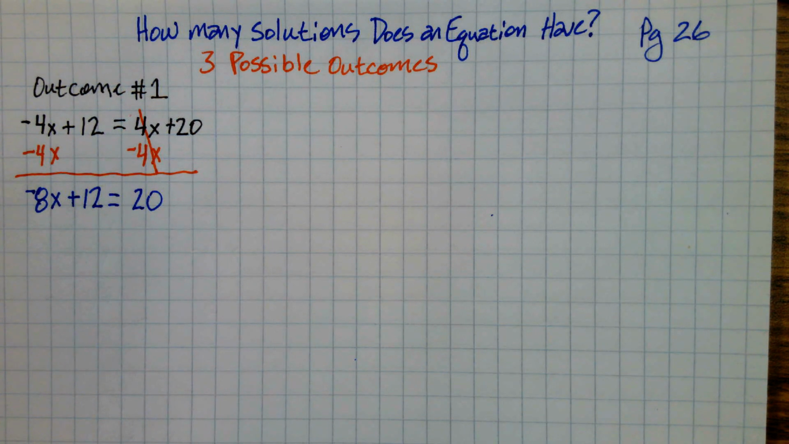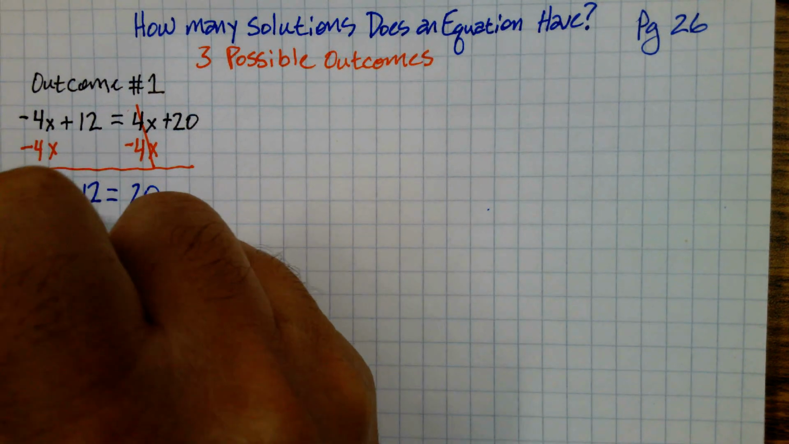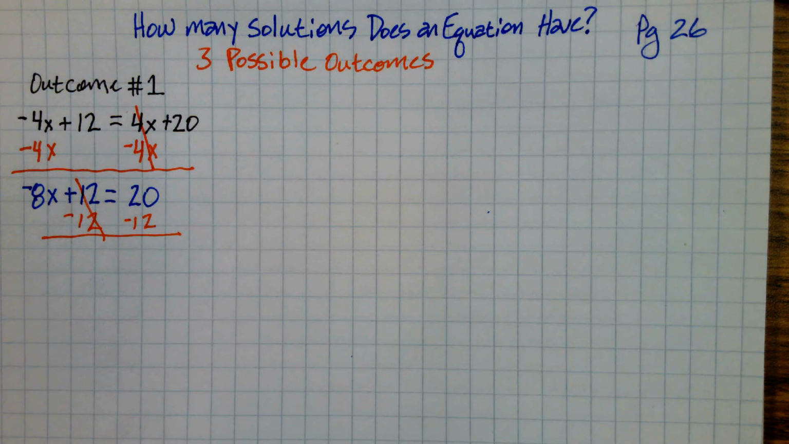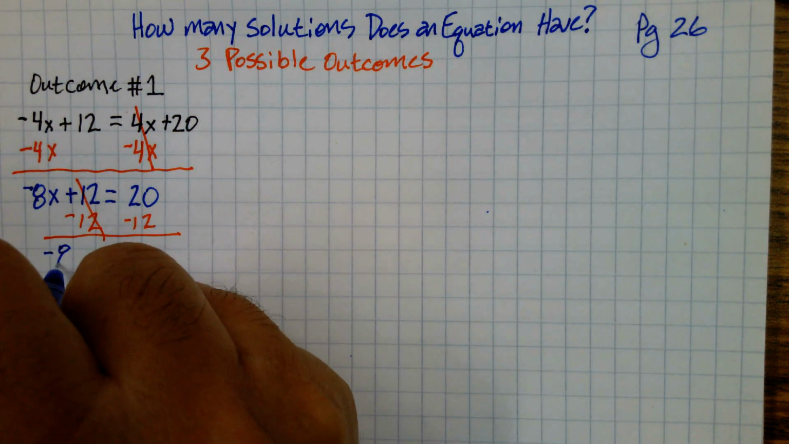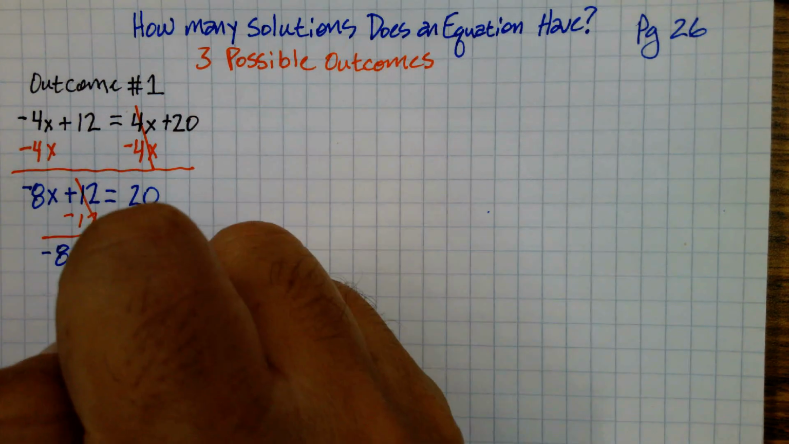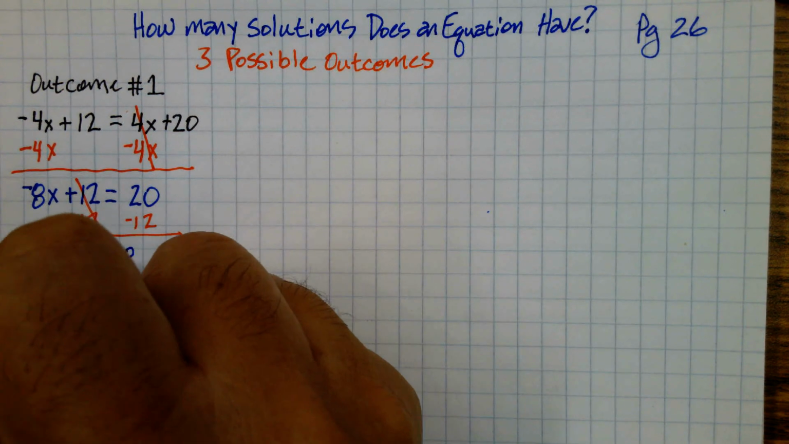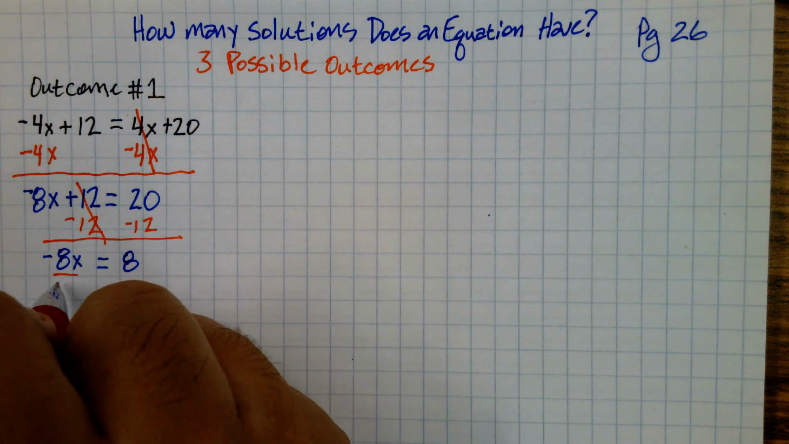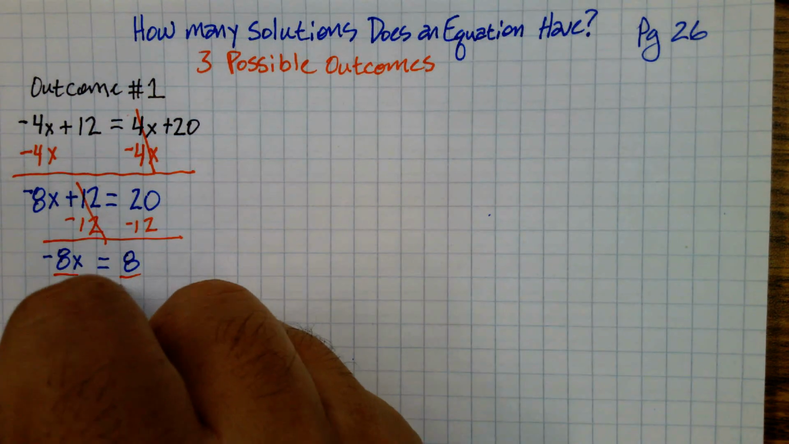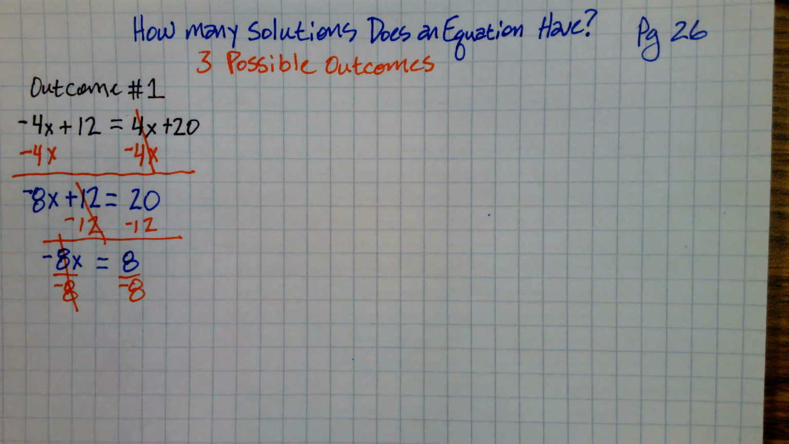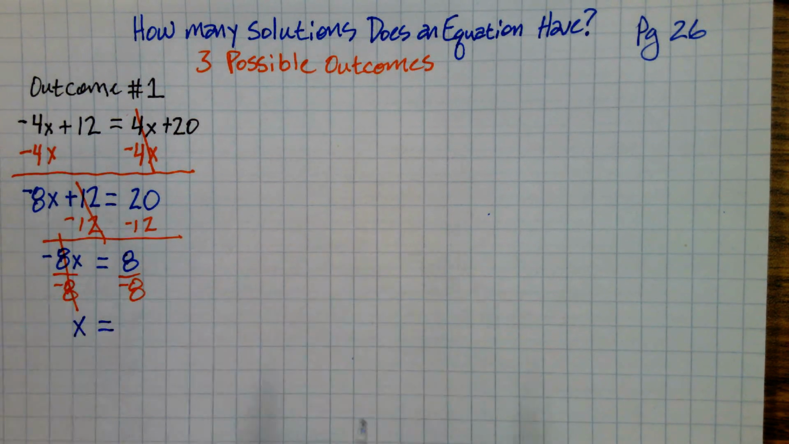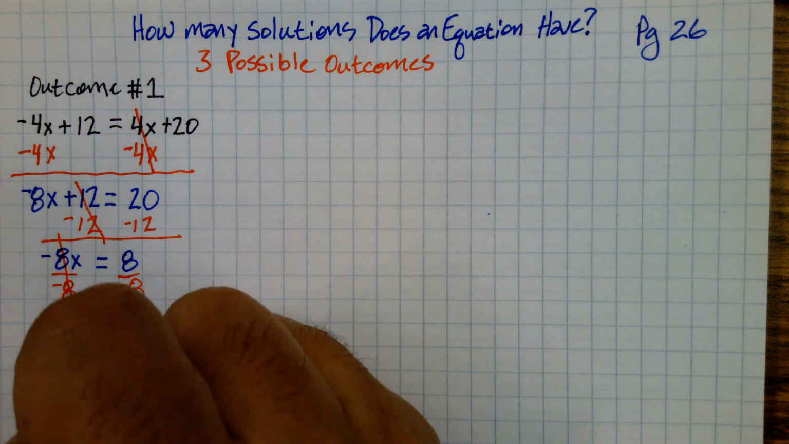So far, this is actually looking like any other equation. Let's get rid of the 12. Okay. So I'm going to minus 12, bring down negative 8x. 20 take away 12 is 8. Divide by negative 8. And I'm going to end up with x equals negative 1.